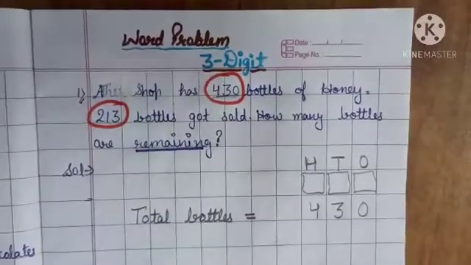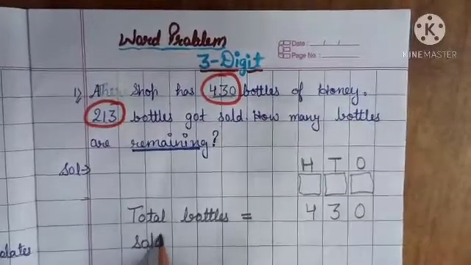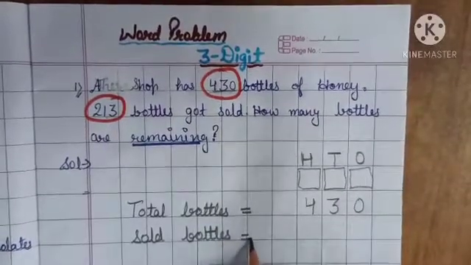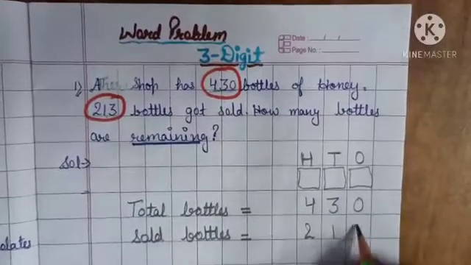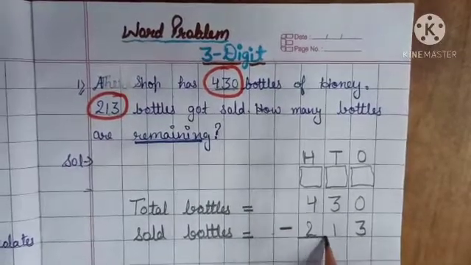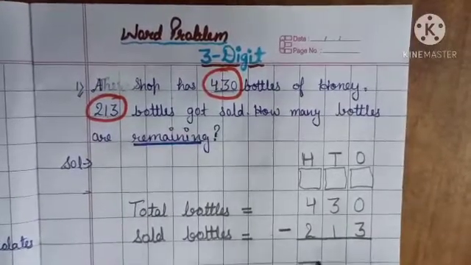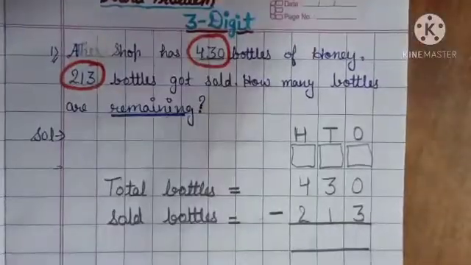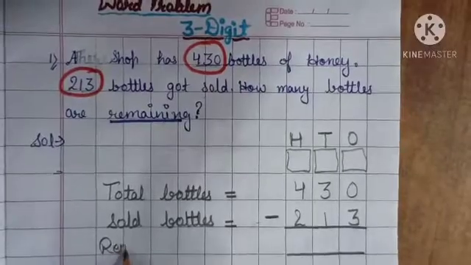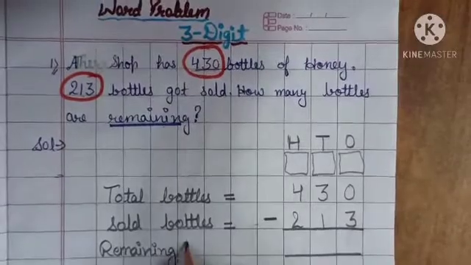Now how many bottles are sold? Yes, sold bottles is equal to 213, and here we need to mark a sign of subtraction. Now we need to find the remaining bottles. For this, we have to subtract 213 from 430.